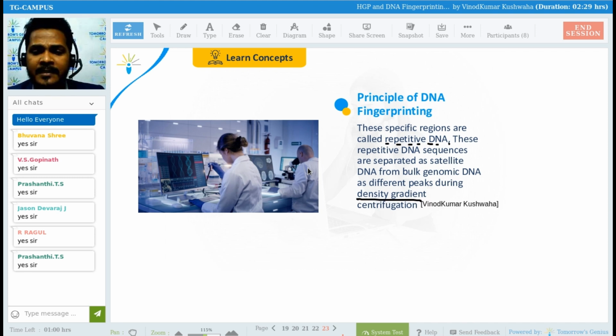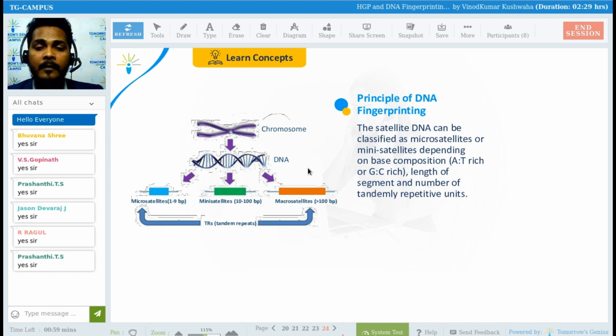So what is this density gradient centrifugation? It is a kind of technique through which you can centrifuge and sort the DNA according to their size. On the basis of that size you can sort the DNA from the largest fragment to the smallest fragment, and in this way you can separate each and every individual DNA segment. That is possible with the help of density gradient centrifugation.